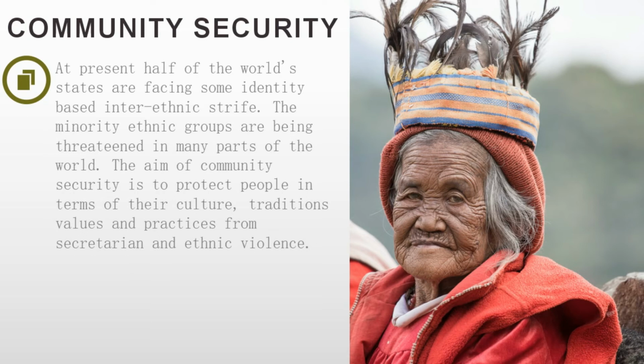Community security aims to protect people from the loss of traditional relationships and values and from sectarian and ethnic violence. Traditional communities, particularly minority ethnic groups, are often threatened. About half of the world's states have experienced some inter-ethnic strife. The United Nations declared 1993 as the Year of Indigenous People to highlight the continuing vulnerability of the 300 million aboriginal people in 70 countries as they face a widening spiral of violence.